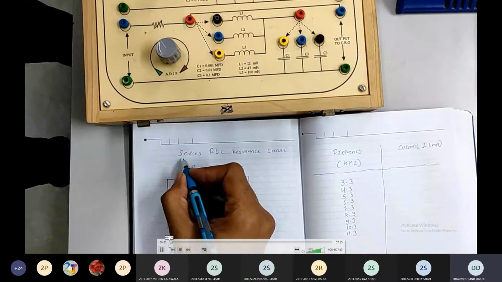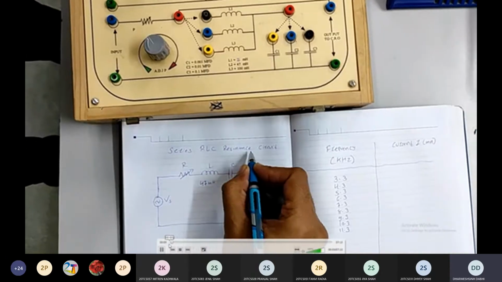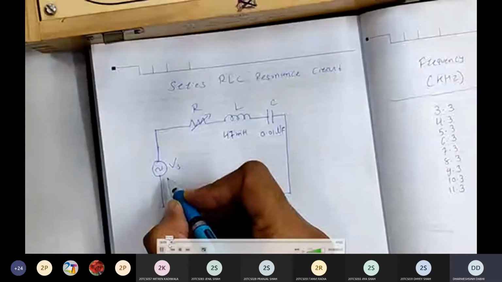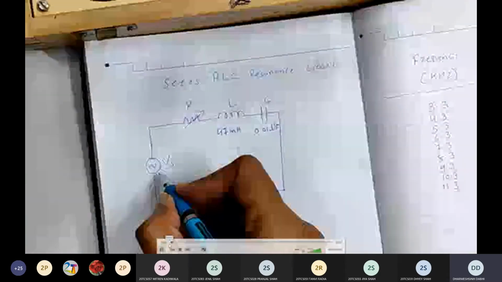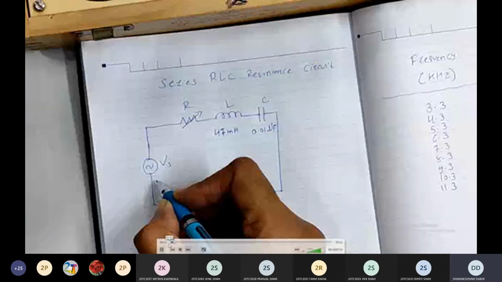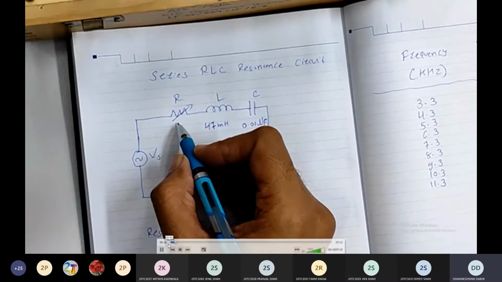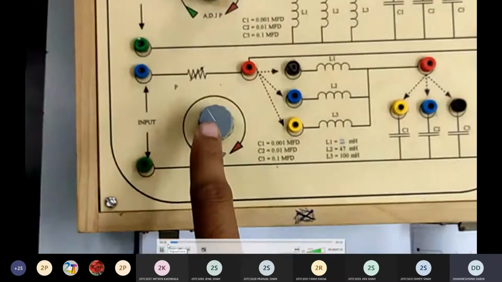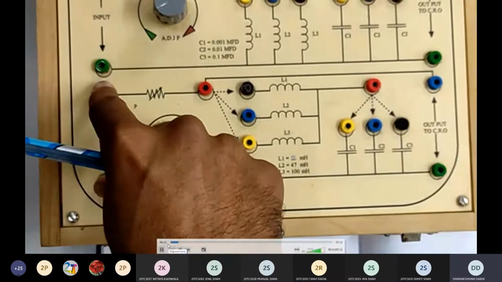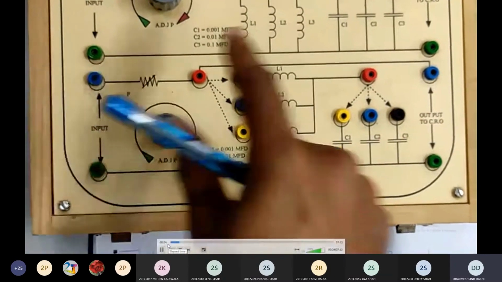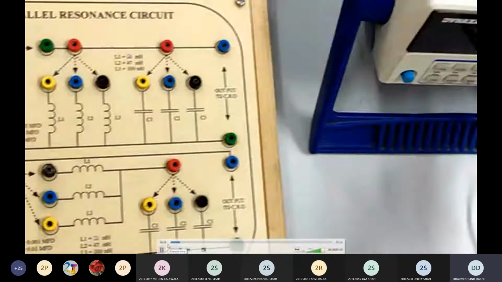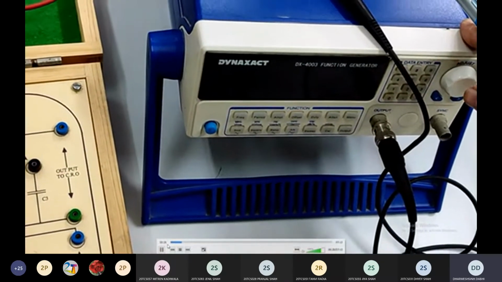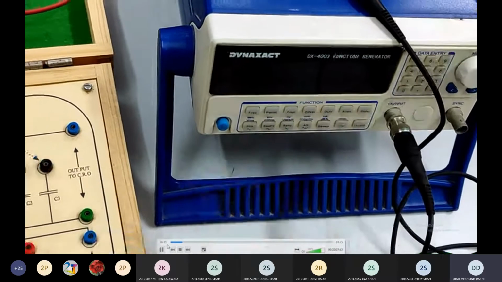We perform the practical named series RLC resonance circuit. In the series RLC resonance circuit, we have a high frequency AC voltage source, and in series we connect the three elements R, L and C. In this hardware model, at the input side, we give the AC voltage source of high frequency, which is generated from this function generator. It generates the AC voltage at different frequency.